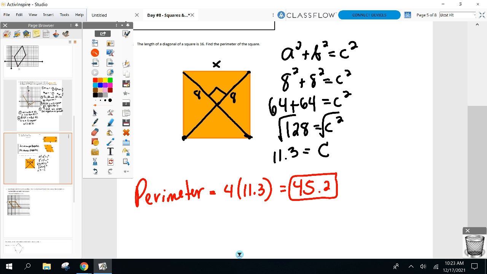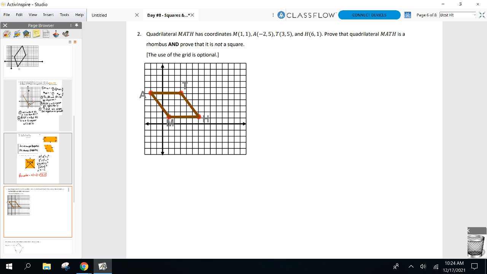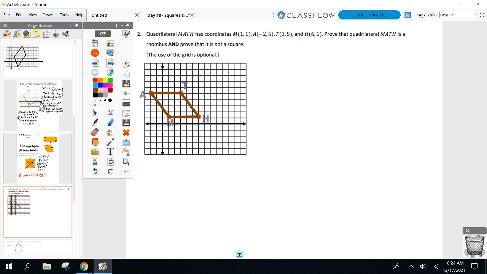Even though you think it's nice that the square has all these properties, the problems are tough because you've got to remember all the properties to apply. Any questions, comments, concerns? All right. What's up next? Coordinate proof. Let's do it.